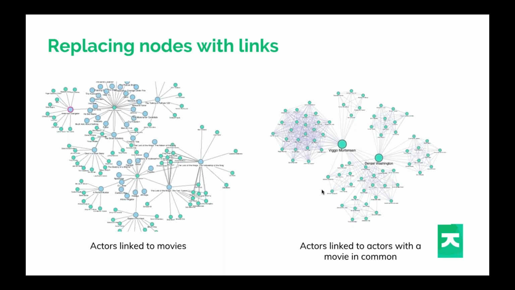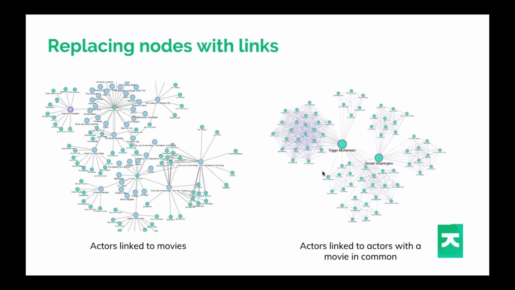On the right, we've got exactly the same data, but instead of showing movies as nodes, we've got rid of those and we've drawn a direct link between actors. And we've said, let's link together actors who have a movie in common. So the name of the movie now could appear as a property of one of the links as opposed to a node. That means we have roughly half as many nodes.